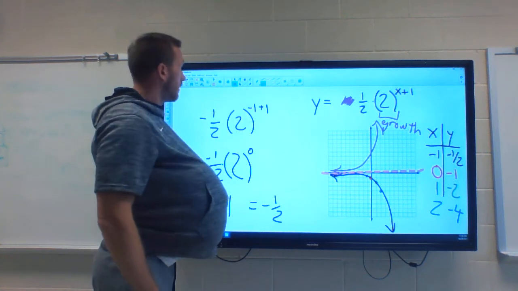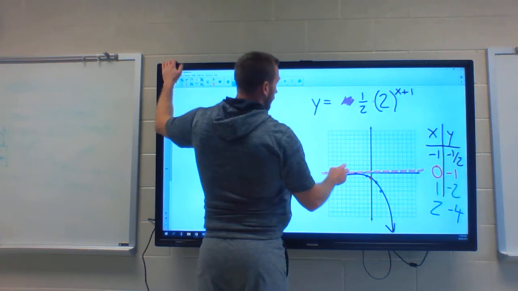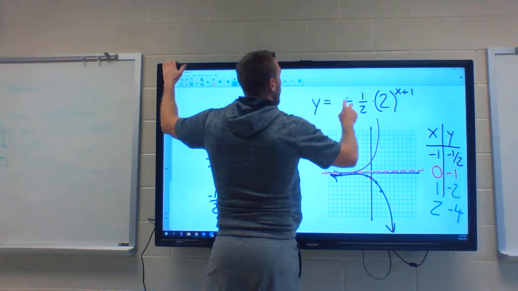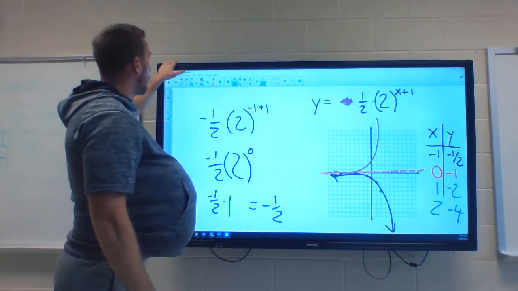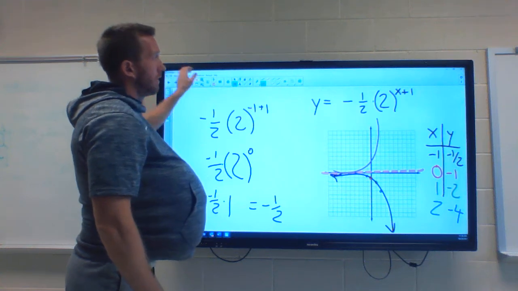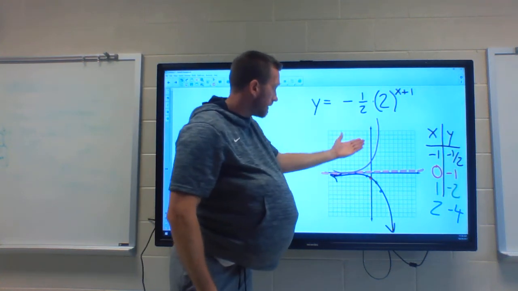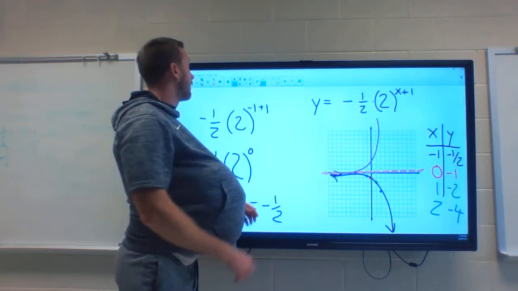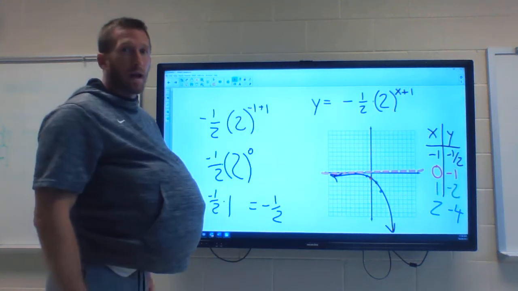You guys with me on that? Meaning, if this negative weren't there, it would have looked like that. Well, what does a negative do? When I have the negative there, it is called a reflection. So it makes sense that our actual function is a reflection down of that, okay? And that's kind of what we have there for that problem.